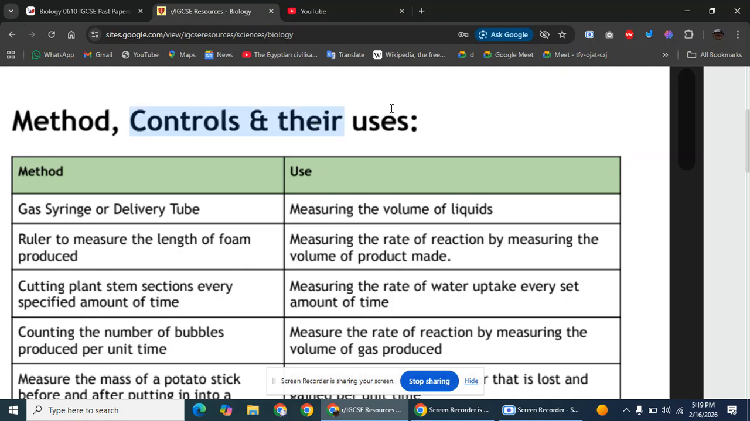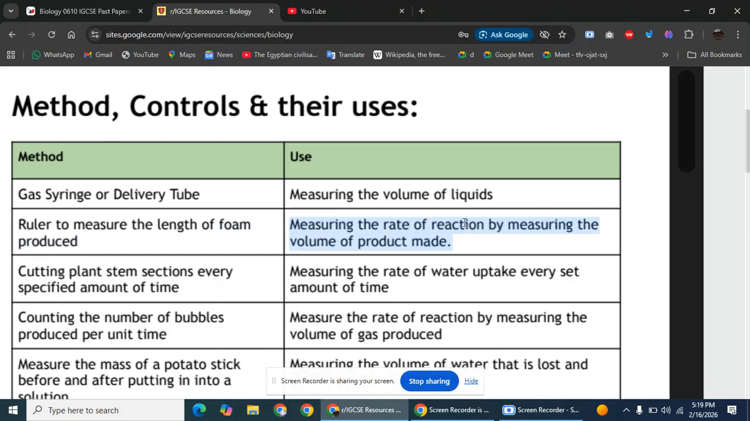So the method, controls, and their uses. Methods can be a gas syringe, delivery tube, measuring the volume of liquid, or a ruler to measure the length of foam produced. Measure the rate of reaction by measuring the volume of product made.